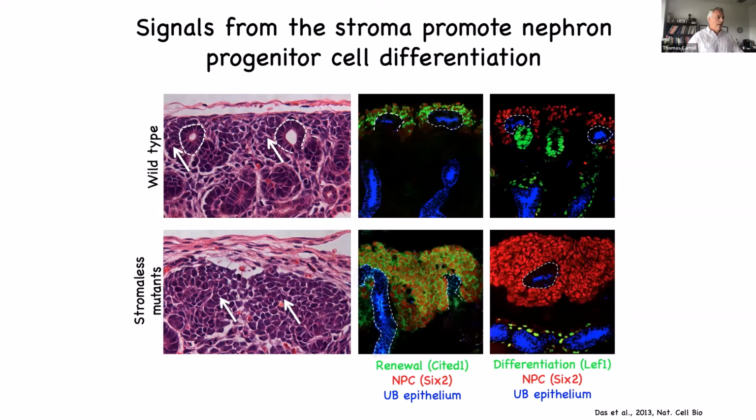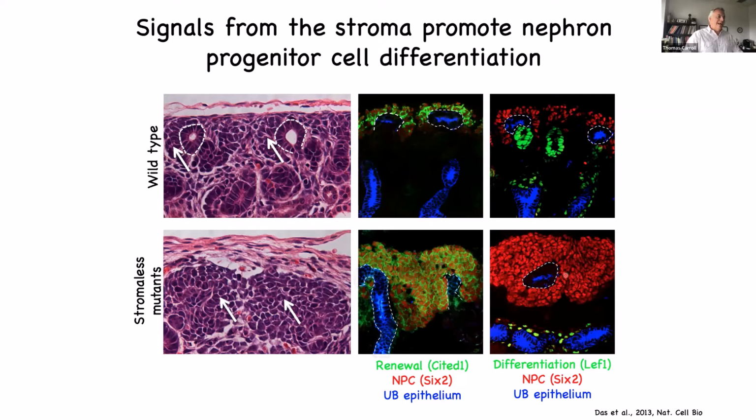And I'm just going to outline that here with molecular markers. Here, looking at markers of nephron progenitor populations, so Cited1 and Six2, you can see in the stromaless mutants this enormous expansion of these nephron progenitor cells. And if we then look at a marker of the earliest signs of mesenchymal to epithelial transition, in this case LEF1, you can see it being expressed in these renal vesicles in a wild type kidney. You can see that LEF1 expressing epithelia are never formed in the stromaless mutants.